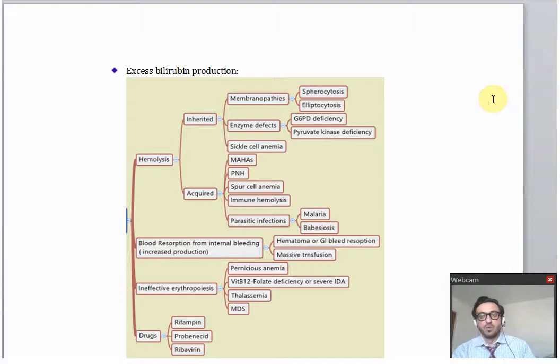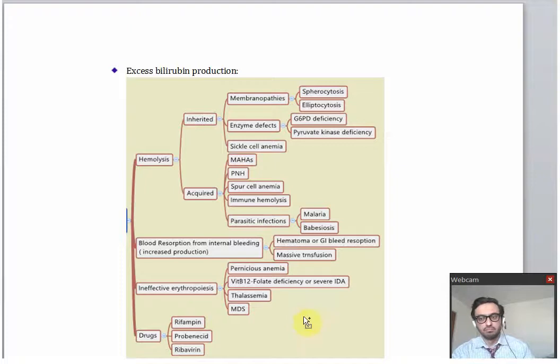Always remember three major categories of excess bilirubin production: hemolysis, internal bleeding and hematomas, and finally ineffective erythropoiesis. So, what are the conditions associated with ineffective erythropoiesis? Myelodysplastic syndrome, pernicious anemia, vitamin B12 and folate deficiency, and thalassemias. Before discussing hemolysis, can you give examples of conditions associated with internal bleeding causing unconjugated hyperbilirubinemia? Yes: hematoma, GI bleeding, or any massive transfusion. And finally, hemolysis.